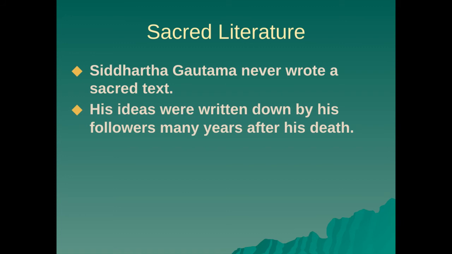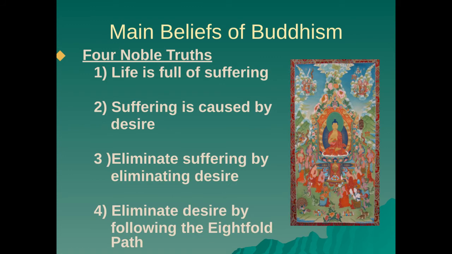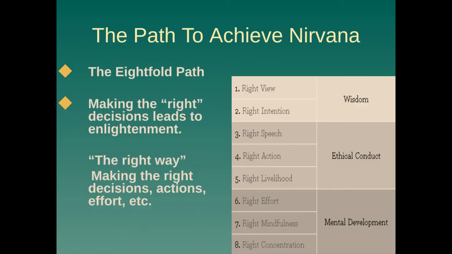When we talk about the sacred literature, Siddhartha didn't write anything. Much like Christ, after he died, it was his followers who began to write down some of his ways and his beliefs. I only want you to write numbers 1 and 2 here for main beliefs. The first main belief is the Four Noble Truths. The second main belief is the Eightfold Path.